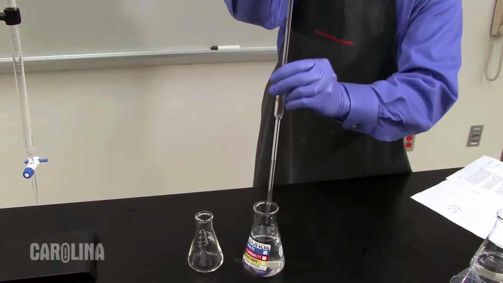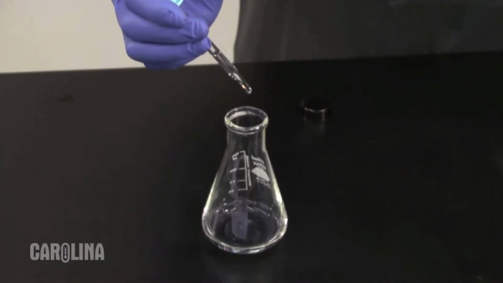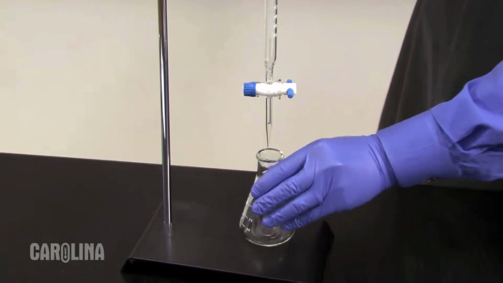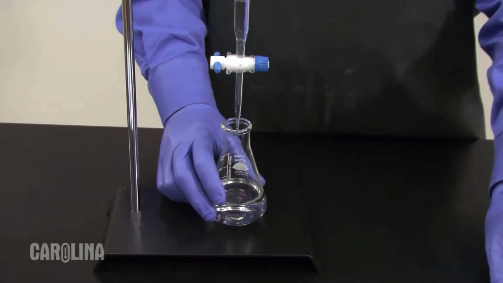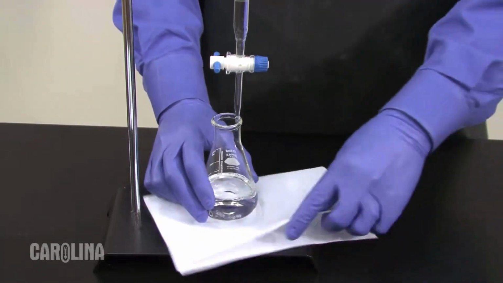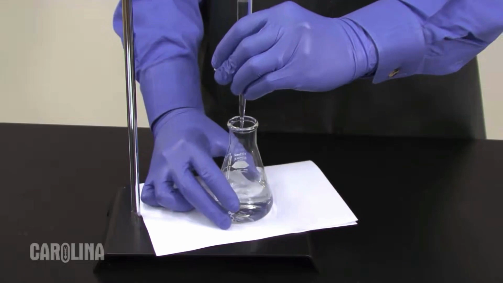Use the volumetric pipette to transfer the analyte to the flask. Add a few drops of indicator to the flask and swirl. Place the flask under the tip of the burette. Record this volume. Placing a piece of white paper under the Erlenmeyer flask may make it easier to detect the color change. Operating the burette requires 2 hands.